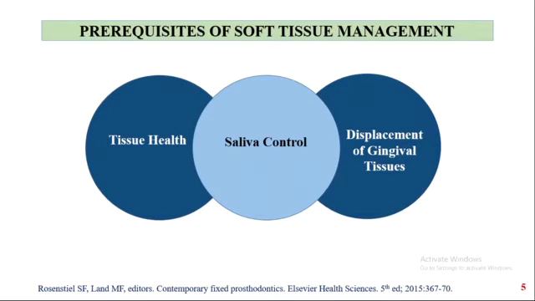Now, what are the prerequisites of soft tissue management? The prerequisites of soft tissue management are three. That is, first, tissue health. Second is the saliva control. And third is the displacement of the gingival tissues.